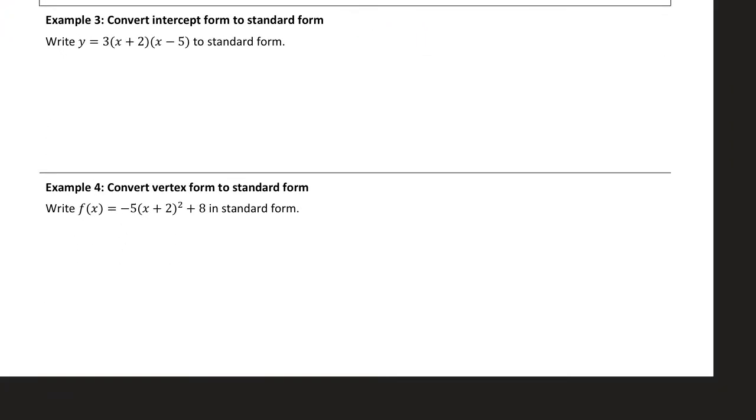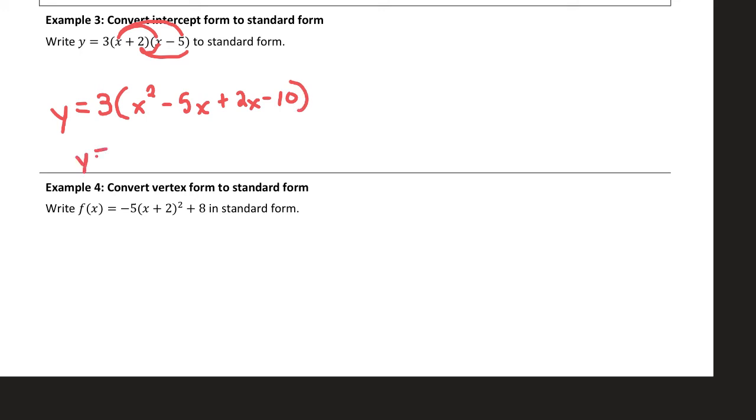Example 3, converting this. You see you've got the 3 multiplied on the front. What I would do first is I would just write this, x times x, x times negative 5. So to convert this, I'm still going to write the y equals. I'm going to keep the 3 on the outside for right now, and I'm going to do x squared minus 5x, that's me distributing the first term, and then distributing the second term, 2 times x, 2 times negative 5. So that becomes 2x minus 10, okay?